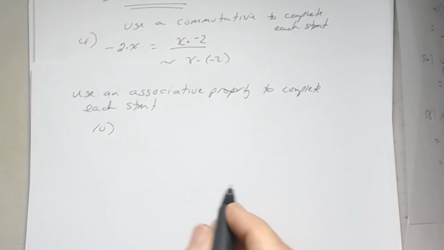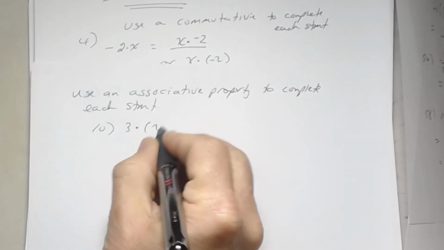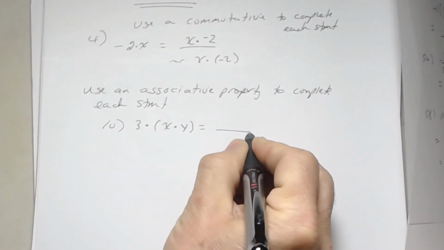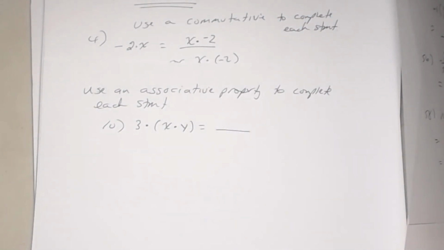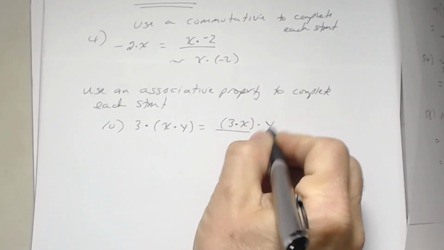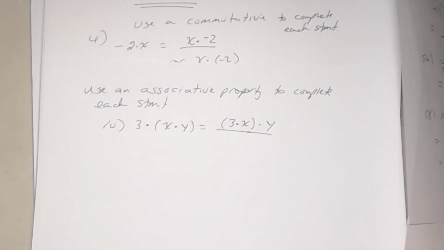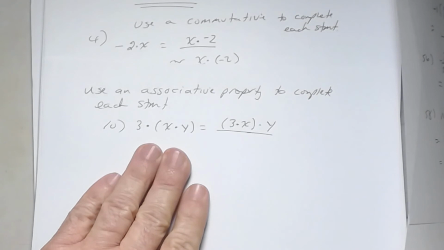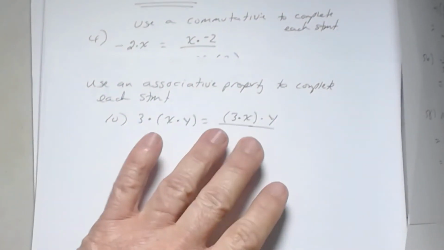Number 10 looks like this: 3 times x times y. So remember, the associative property, that's where you have the groups, right? And the order is the same, meaning 3 times x times y is the same as on the other side. But what do I group on the other side? 3 times x. Good. So you're going to say in parentheses 3 times x, and then times what? Y. Just like this. So remember, associative property, that's where you're grouping things. So in number 10, they group the last two. You're going to say, well, that's the same as grouping what? The first two.